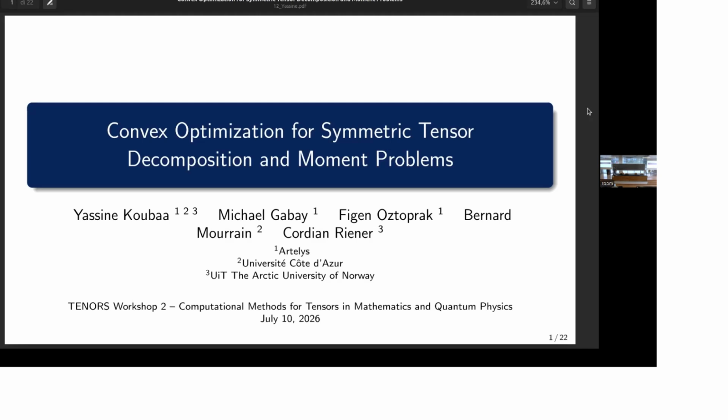Decomposition and moment problems. This is joint work with Mikhail Gabay, Figen Sokrat, Bernard Moura, and Cordian Rangnick.